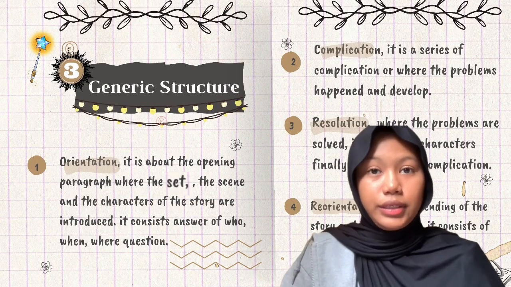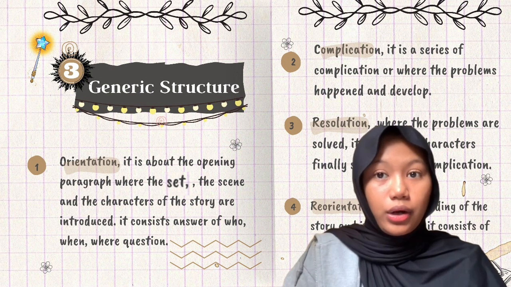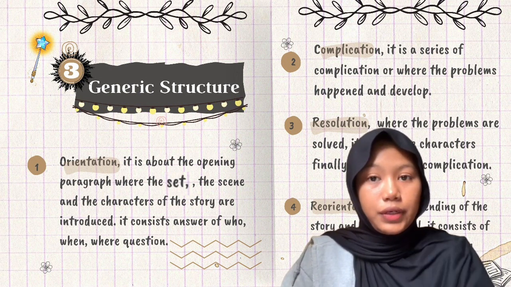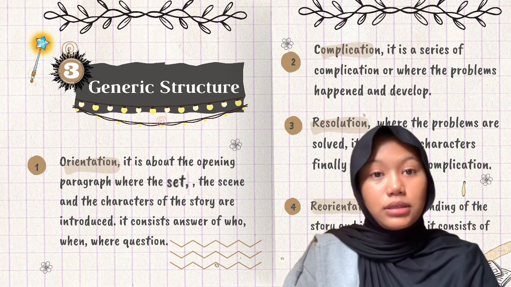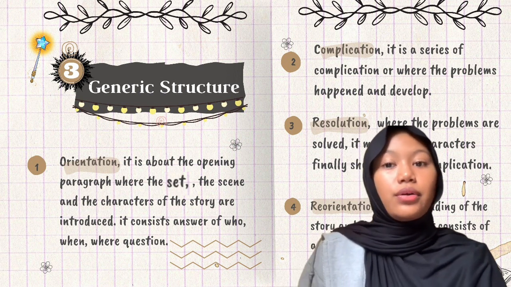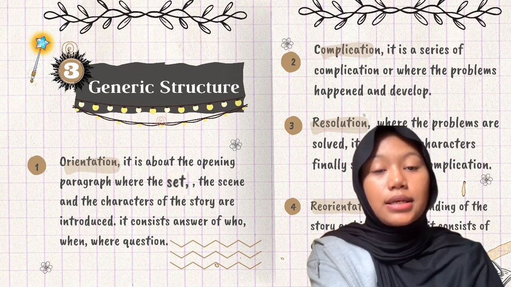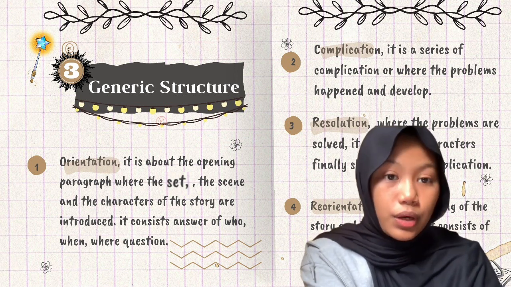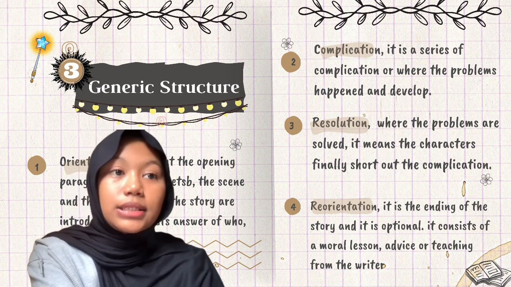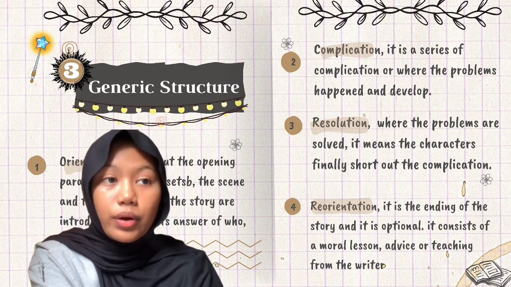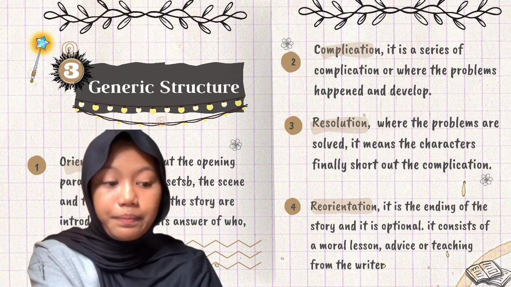Okay, so for the generic structure, there are four of them. First, orientation. It is the opening paragraph where the setting, the scene, and the characters of the story are introduced. It consists of the answers to who, when, and where questions. Second, complication. It is a series of complications where the problems happen and develop.